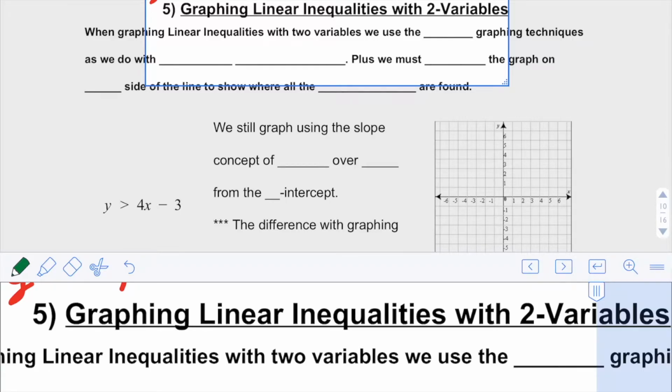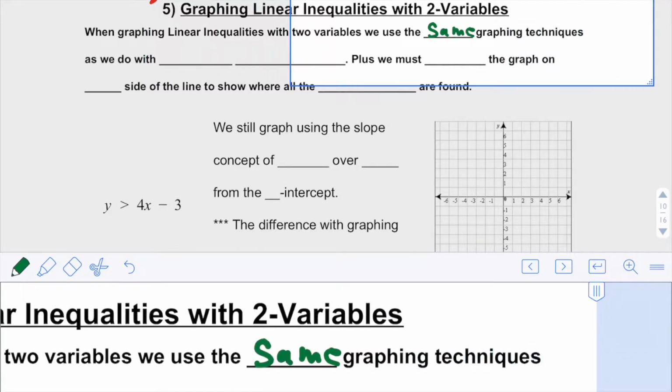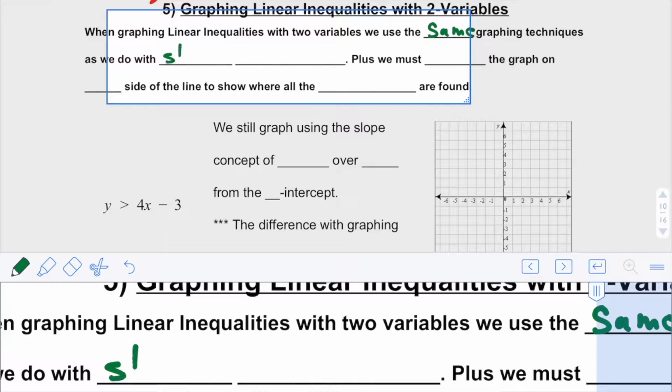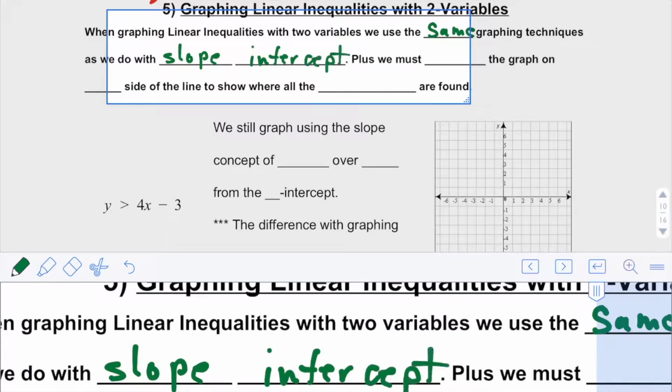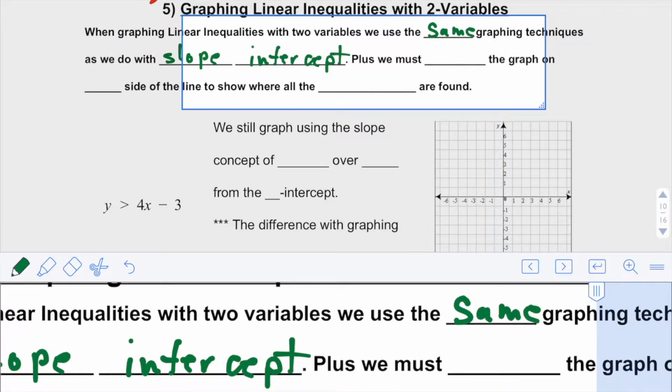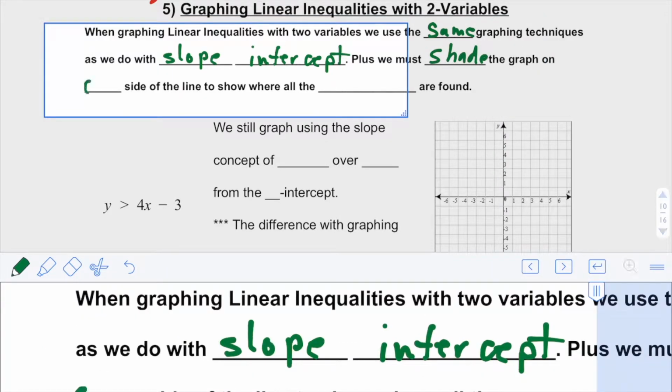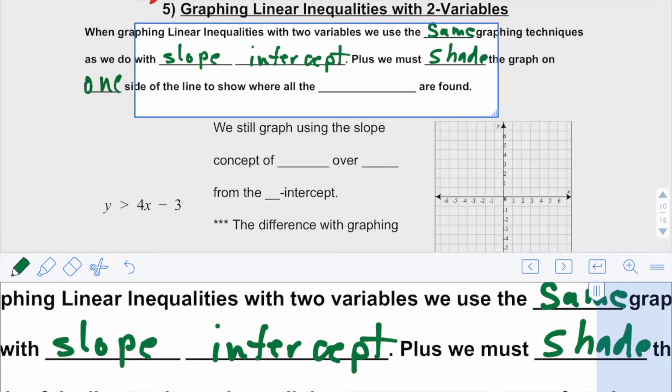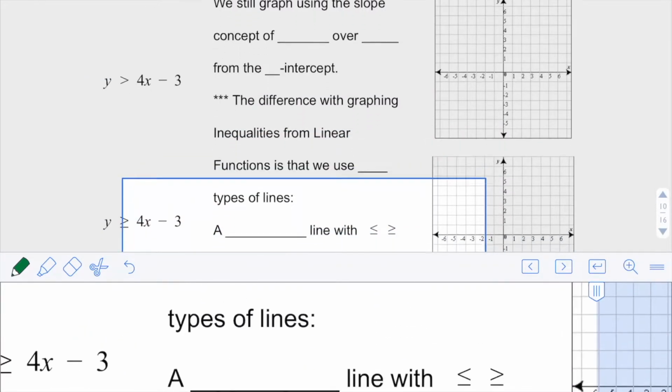When we're graphing linear inequalities in two variables, we use the same graphing techniques as we do with slope-intercept, plus we must shade on one side of the line to show where all the solutions are found, because there are more than one solution with inequalities. Let's come down here and look at a couple examples.